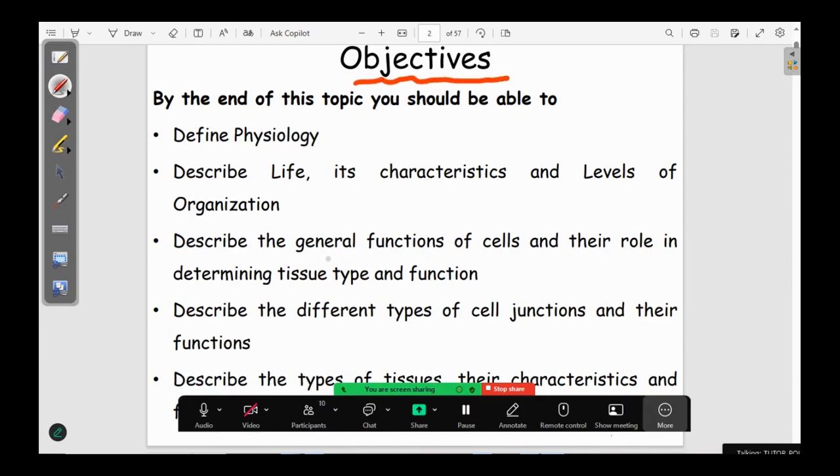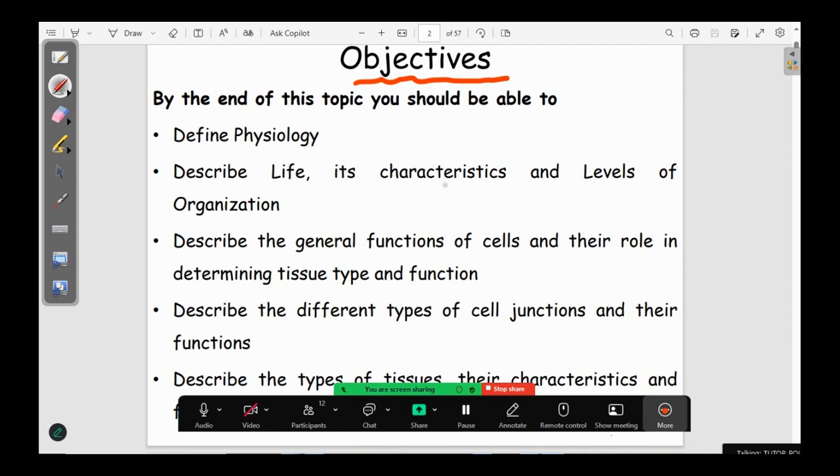I'm not going to discuss all of this today, but by the end of this topic you are supposed to know all these things that I've listed here. Today I'm going to focus mostly on the definition of what physiology is, the characteristics, and what the cell is, what the function of the cells are. In the other lessons that will follow, we are going to look at the tissues and all that.